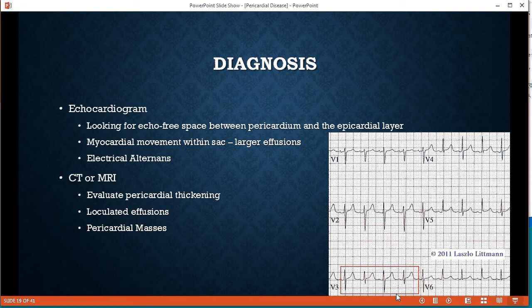Okay, and again, if you have somebody who has a pericardial mass, you can probably better delineate this on MRI, but again, you can see the mass on CT scan as well.